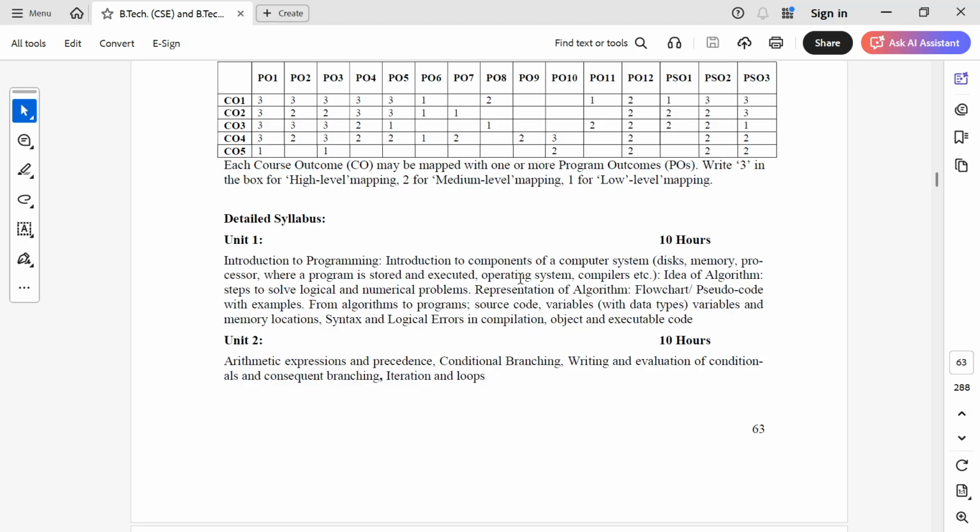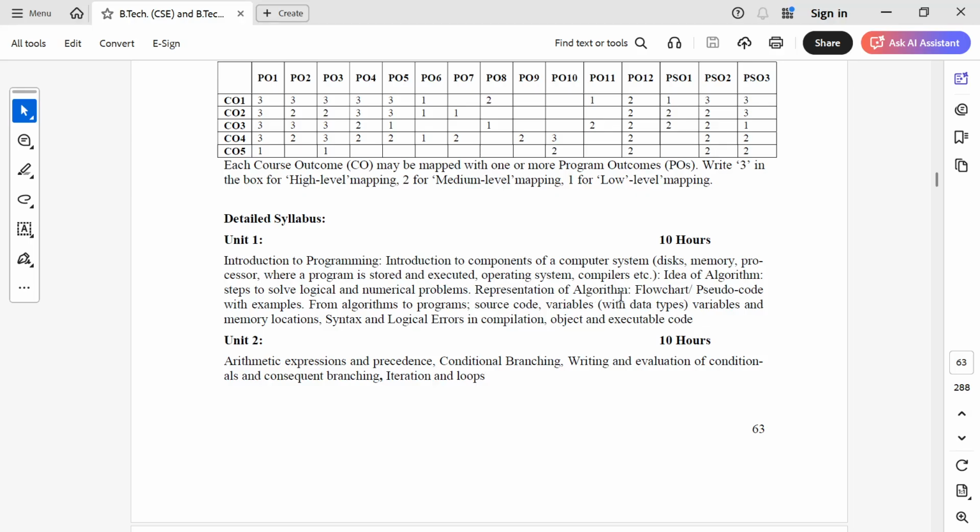Then something called an operating system, a system that operates over a lot of things. Something called compilers, interpreters, and so on. We will try to understand the idea of an algorithm. What are the steps to solve logical and numerical problems? We just talked about logical and numerical problems. Numerical means computation, logical means where you have to take decisions, right?